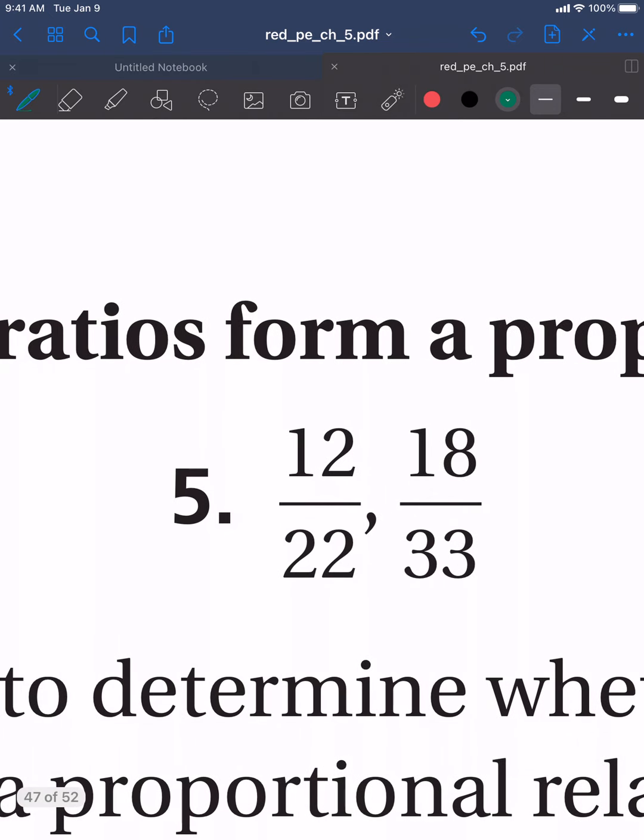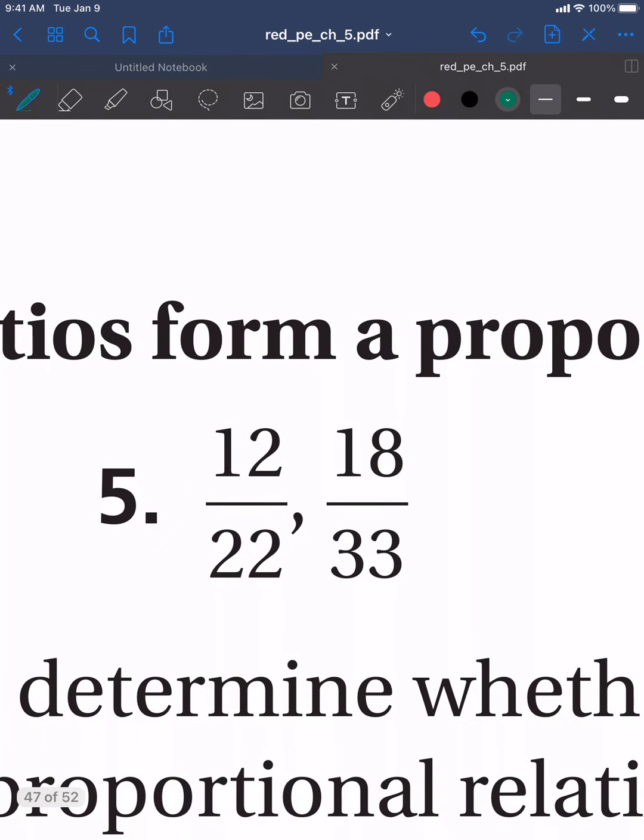Number 5. Let's solve these using Miss Ringler's favorite method. Cross multiplication. 18 times 22, Anushka.